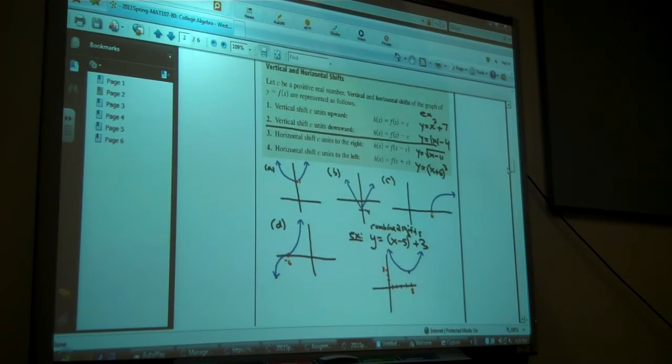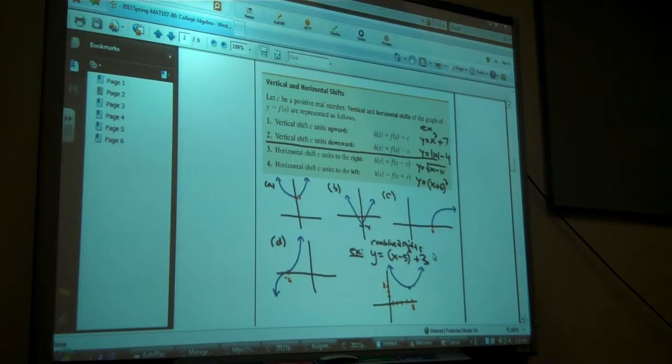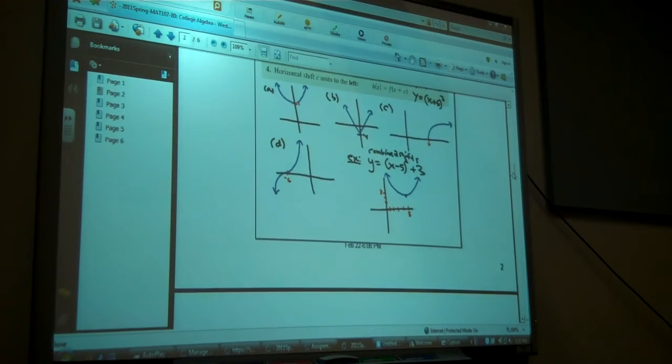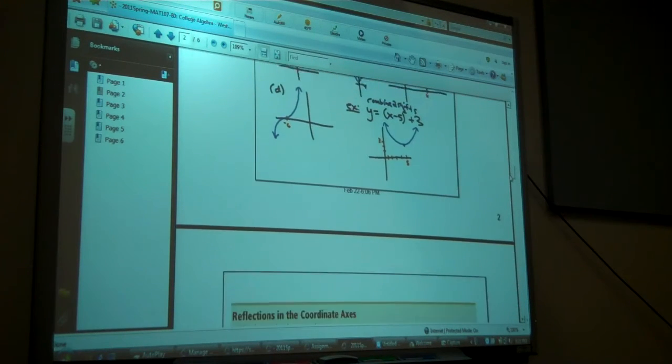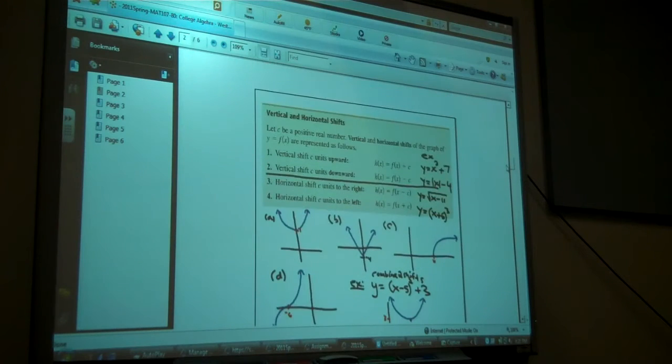And then we can combine and do two shifts, both a vertical and a horizontal shift. This is a vertical shift up 3, and a horizontal shift right 5. So you take the vertex and move it from the origin 5 to the right, up 3, to the point (5, 3). That's the new vertex. And that's part of the story, shifts.